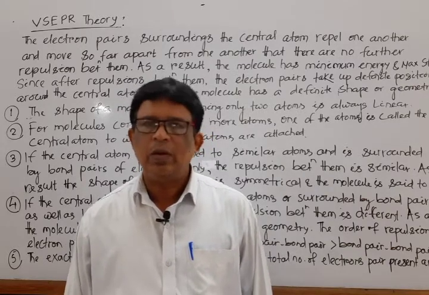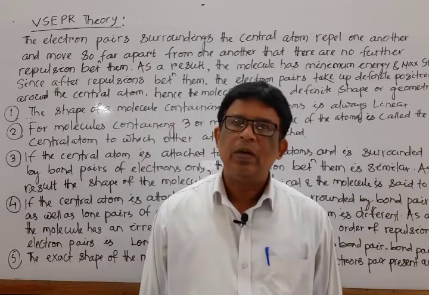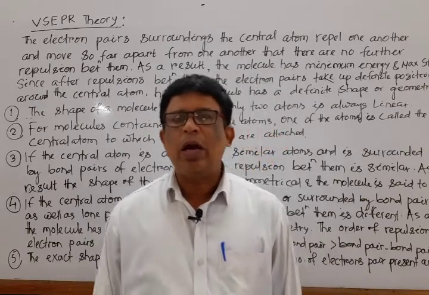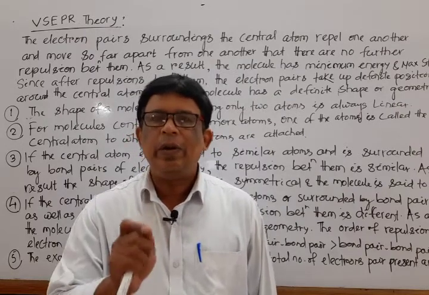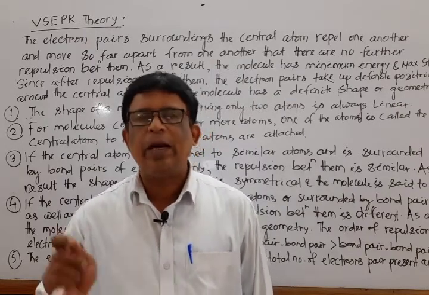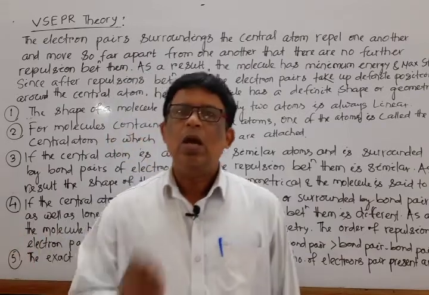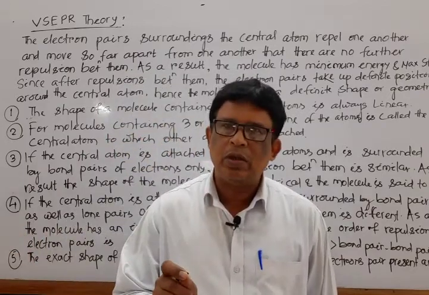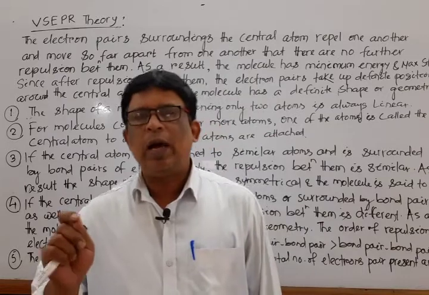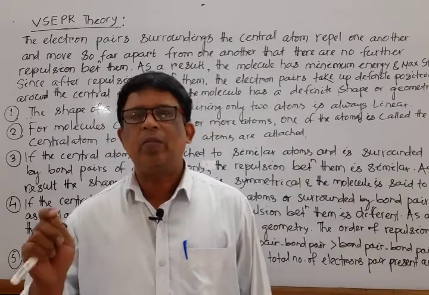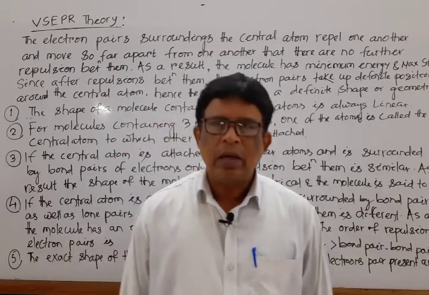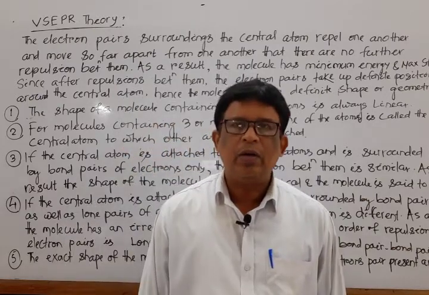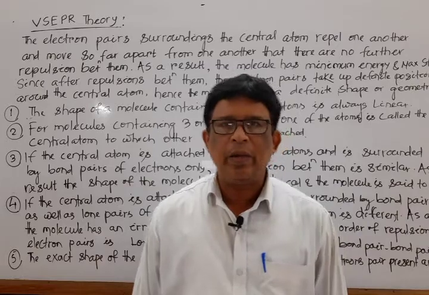I repeat again: the repulsion among the lone pairs and bond pairs differs, and the decreasing order is LP-LP greater than LP-BP greater than BP-BP. That means lone pair-lone pair repulsion is greater than lone pair-bond pair repulsion, which is greater than bond pair-bond pair repulsion. Mark the details of the valence shell electron pair repulsion theory.